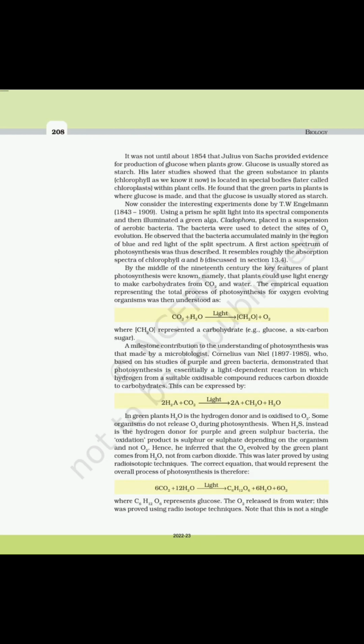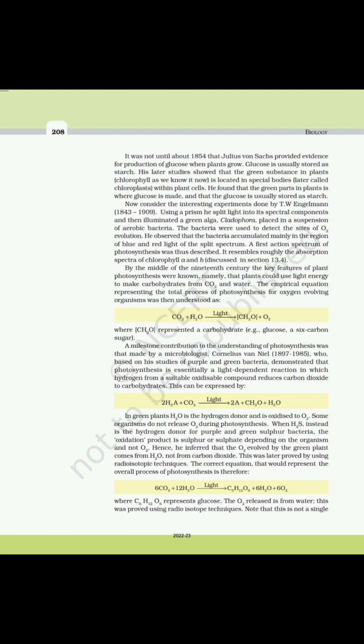It was not until about 1854 that Julius von Sachs provided evidence for production of glucose when plants grow. Glucose is usually stored as starch. His later studies showed that the green substance in plants, chlorophyll as we know it now, is located in special bodies, later called chloroplasts, within plant cells. He found that the green parts in plants is where glucose is made, and that the glucose is usually stored as starch. Now consider the interesting experiments done by T.W. Engelmann.